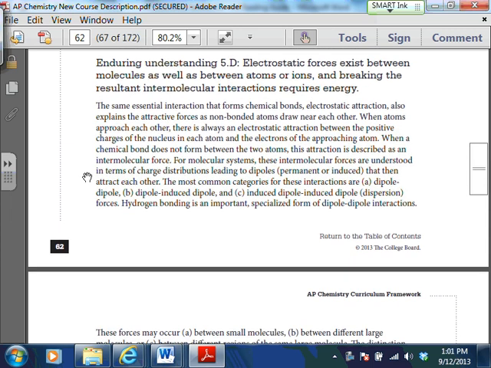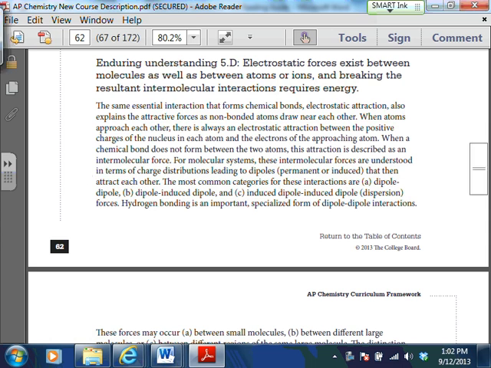So, all right, enduring understanding 5D says electrostatic forces exist between molecules as well as between atoms or ions. Now, electrostatic forces between molecules, what do we call that? Right, the forces between the molecules. Okay, so that's intermolecular. And they're saying basically electrostatic forces really determine both intermolecular and intramolecular, which we already kind of talked about. That makes it a little tricky to decide what is an intramolecular force and what's intermolecular.